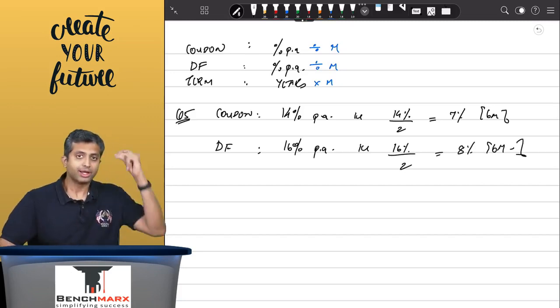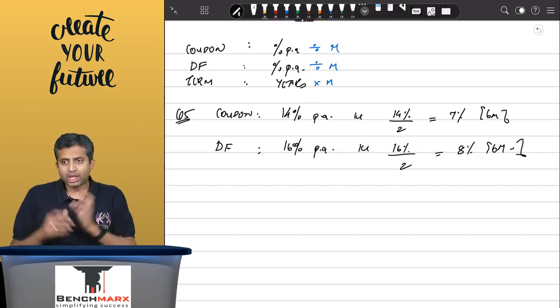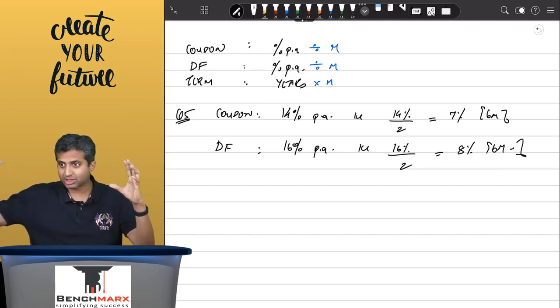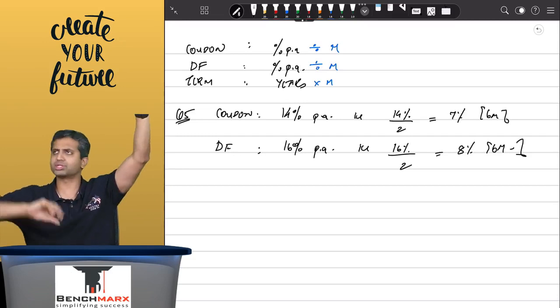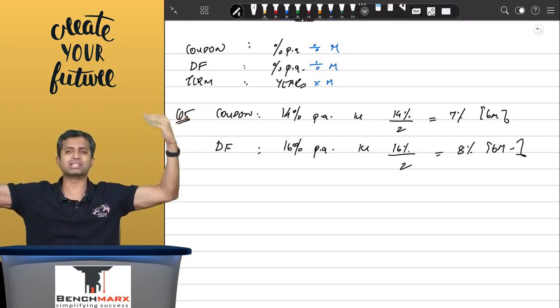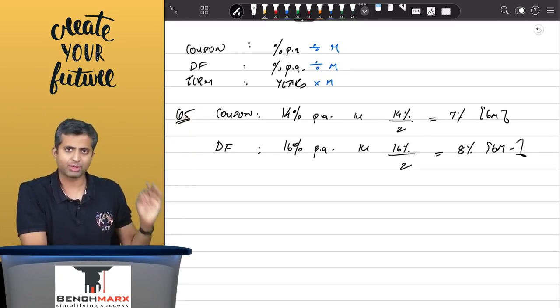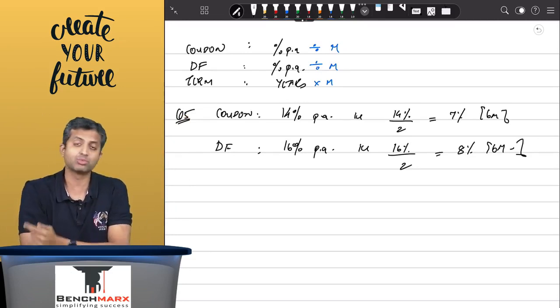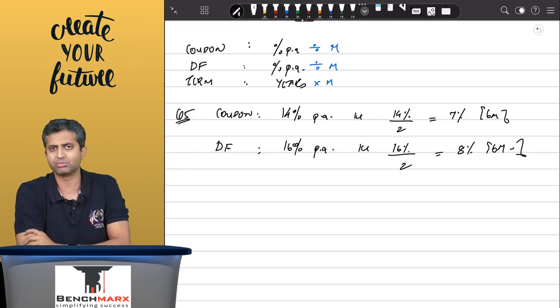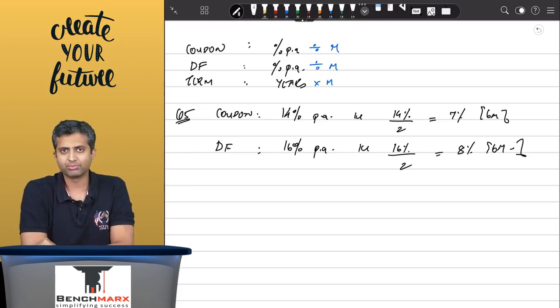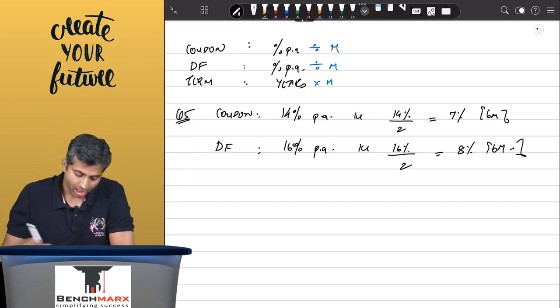At this stage, the bulb should light up in your mind. Sir, coupon rate is 7%, required rate is 8%, or coupon rate is 14%, required rate is 16%, which means you are getting less than what is required. This is an inferior bond. Your answer has to be less than the face value, less than 1000. If it is more than 1000, probably it requires some level of checking on whether you have done it correctly or not. Achha, is that it?